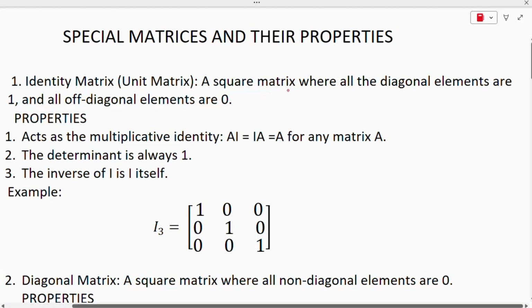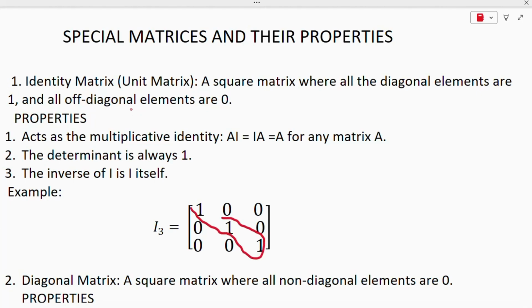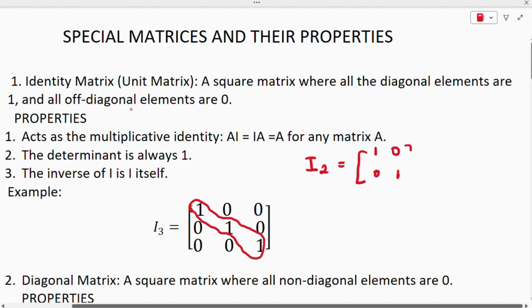It's a square matrix where all the diagonal elements are 1 and all the off-diagonal elements are 0. Now when we talk about diagonal elements, this is what it refers to. So if all the diagonal elements are 1 and the off-diagonal elements are 0, we refer to this as an identity matrix. And this is a 3 by 3 identity matrix. Also, this is a 2 by 2 identity matrix when you have 1 0 and 0 1. If you take a look at this, you find that the diagonal elements are 1. Alright, so this is what it simply implies by identity matrix.